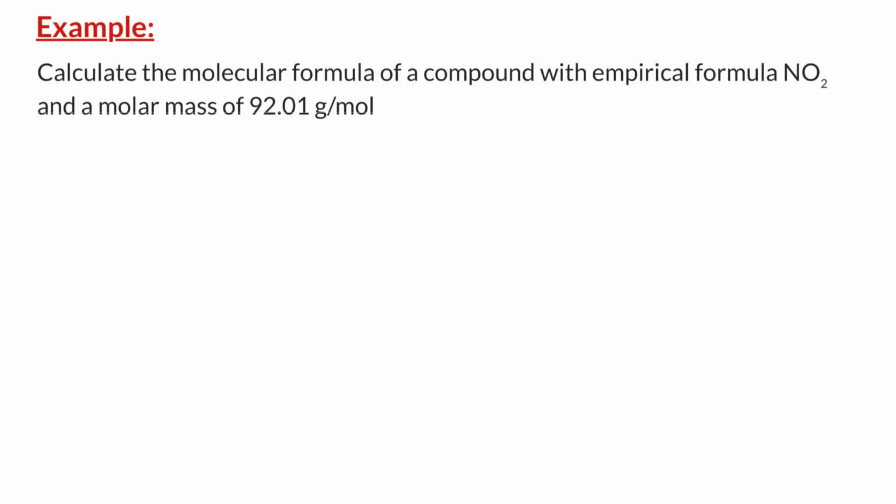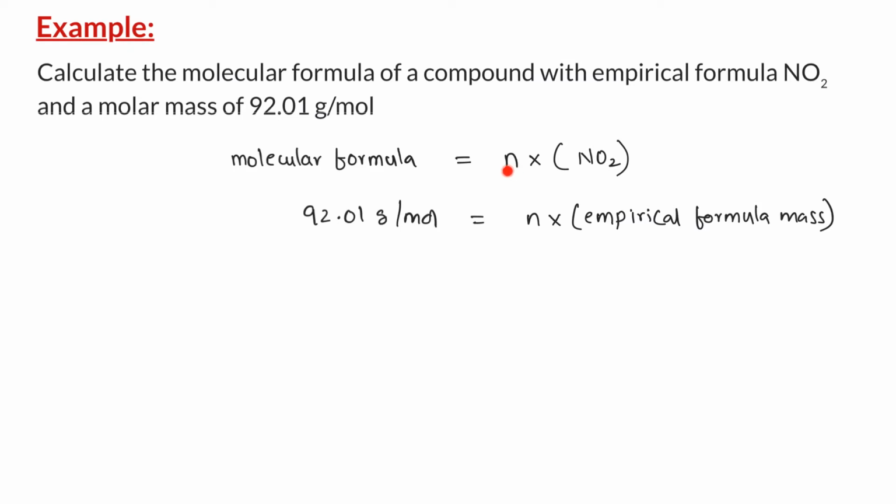Let us do an example. Calculate the molecular formula of a compound with empirical formula NO2 and a molar mass of 92.01 grams per mole. We know that the whole number multiple that connects the empirical formula and the molecular formula is the same as the one that connects the empirical formula mass and the molar mass. The molar mass of the compound is given as 92.01 and the empirical formula is given as NO2.